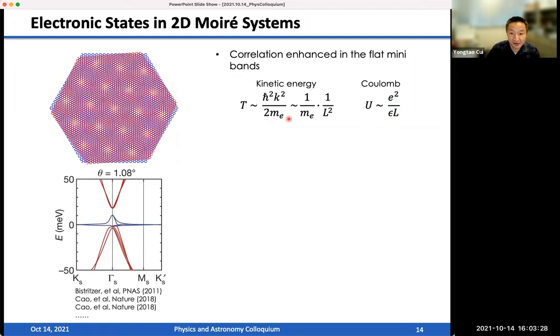You can see that those two terms scale differently with L. The kinetic energy scales with 1 over L squared, and the Coulomb interaction only scales with 1 over L. So when L is large, the Coulomb interaction is going to dominate, because the kinetic energy will decay faster than 1 over L. That is the case in the Moiré lattice, because the periodicity is no longer the atomic lattice size, but rather the periodicity of this Moiré lattice, which is much larger than the atomic size. So that's why the Coulomb interaction can dominate.